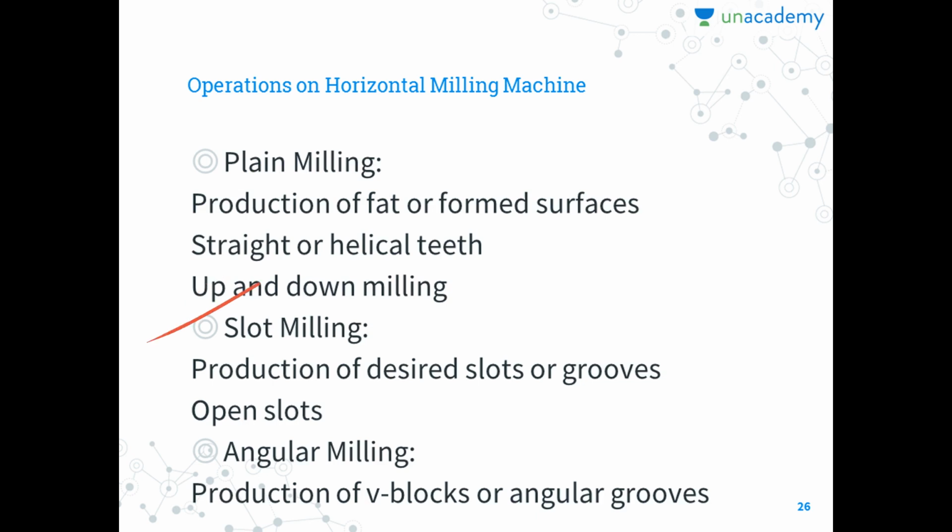Then you have something called slot milling. Slot milling is a process which is used for the production of desired slots, grooves and keyways using different types of cutters. The open slots may also be produced using the plane milling cutter.